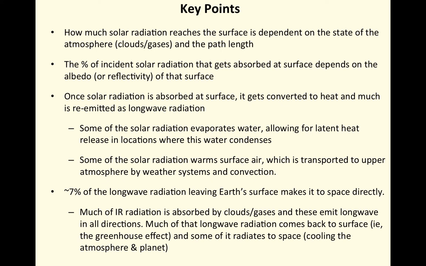Some of the solar radiation warms surface air, which is transported to the upper atmosphere by weather systems and convection. 7% of the long-wave radiation that leaves Earth's surface makes it to space directly, and this is because we have this atmospheric window where we have certain wavelengths of IR radiation that aren't absorbed by Earth's greenhouse gases. Much of the IR radiation is absorbed by clouds and gases, and these emit long-wave radiation in all directions. Much of that long-wave radiation comes back to the surface, in other words, the greenhouse effect, and some of it radiates to space, which ultimately is the real thing that cools the atmosphere and the climate system as a total.